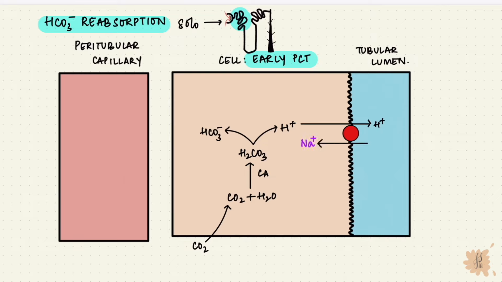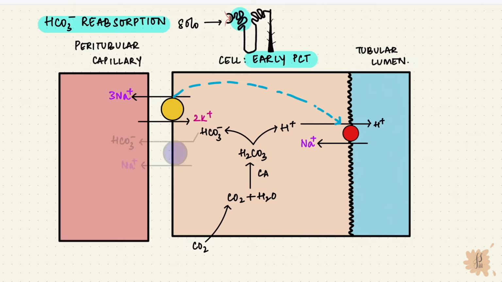The energy for this comes from the sodium-potassium ATPase on the basolateral membrane, which pushes 3 sodium out and 2 potassium in. So now the sodium concentration in the cell is low, which pulls sodium along its gradient in exchange for the hydrogen ions. Bicarbonate gets reabsorbed with sodium as a cotransport, while in the later nephron, it gets exchanged for chloride.